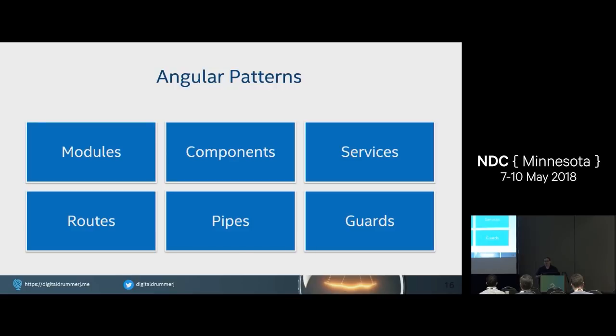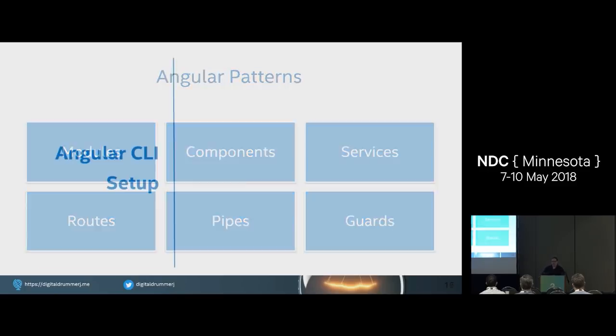Modules are the overarching thing that everything falls into. Components are typically around views. Services are where you typically get data. Routes are how you get to places. Pipes are ways to affect data, like I can take in a date and transform it to some other format. And guards are about authorization and authentication, to keep me out of routes if I shouldn't be in there.